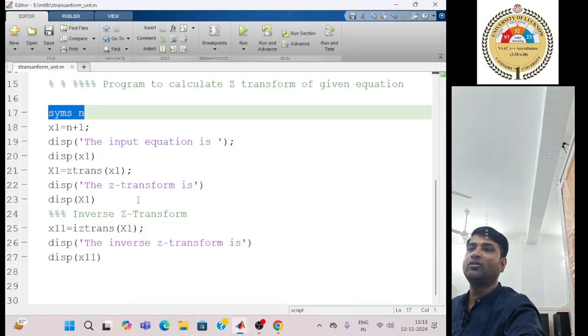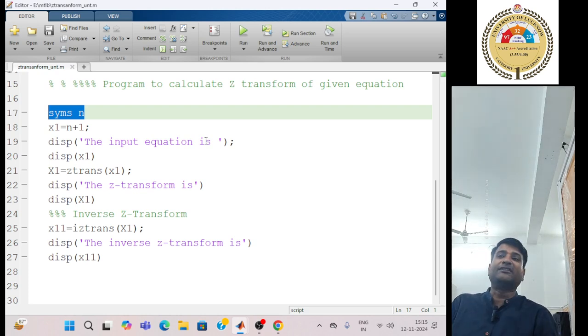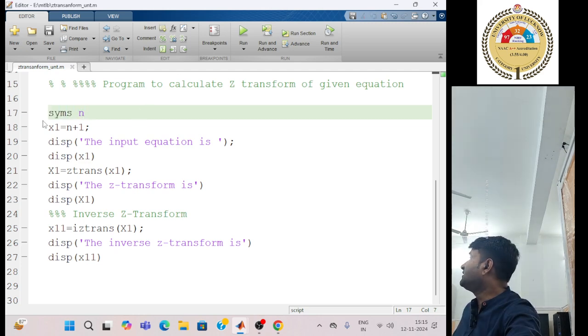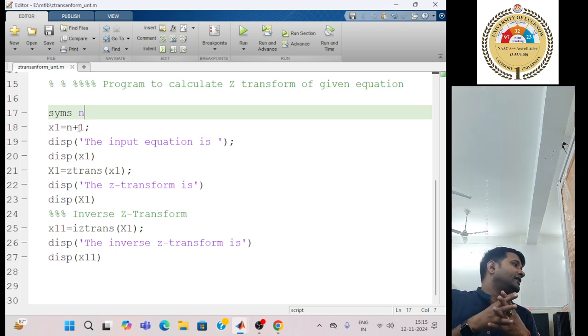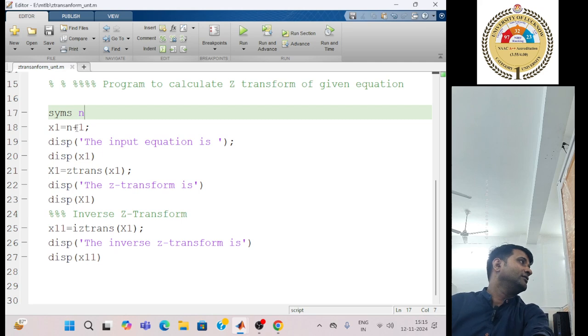Let's start the next program to compute the Z transform of a given equation. Given equation means you have written a certain equation to compute the Z transform. First of all, you write the symbolic variable function syms, and then you write the equation to find the Z transform of this given equation. This is represented as x1 is equal to n plus 1.